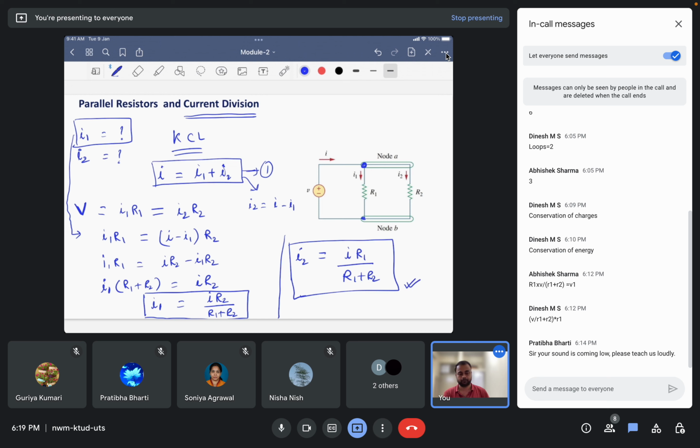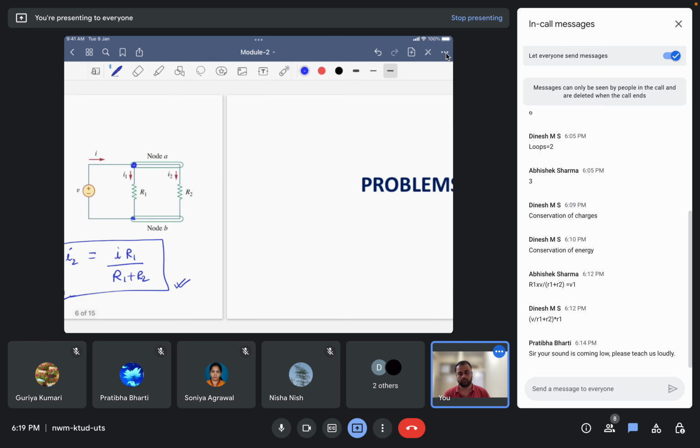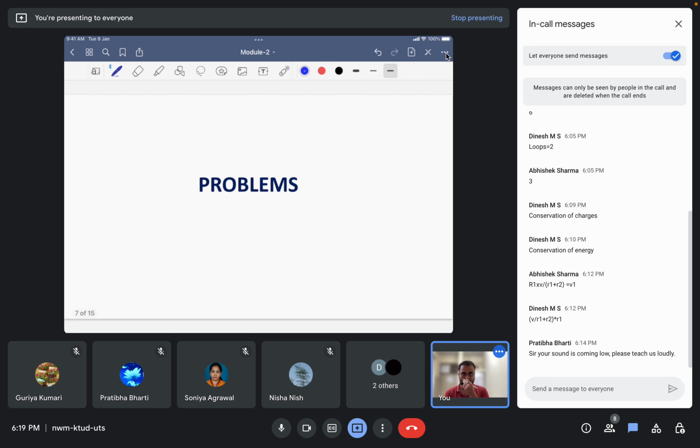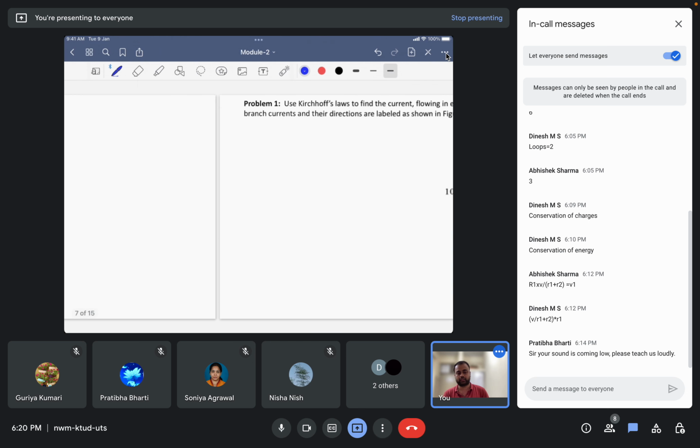Okay, so we now have the concept of current division as well as voltage division. We are also familiar with Kirchhoff's current law and Kirchhoff's voltage law. So now we'll move to problems. Till this point, if you have any doubts, you can write them in the chat box. Okay, so let's try to solve the problem.